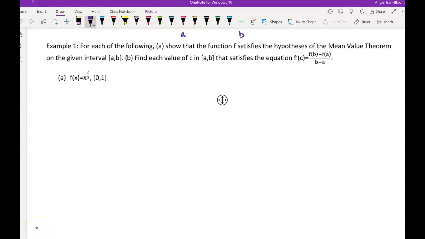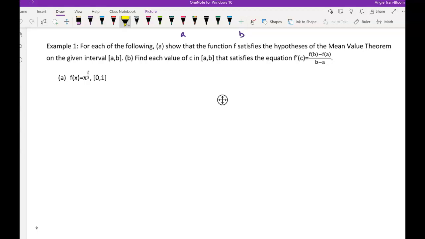Example 1 says, for each of the following, part A, show that the function f satisfies the hypothesis of the mean value theorem on the given interval [a, b]. Part B says, find the value c in between a and b that satisfies your equation: f prime of c equals f of b minus f of a divided by b minus a.